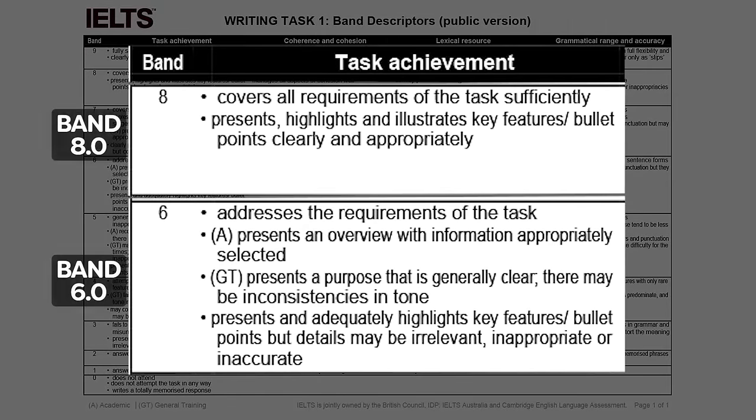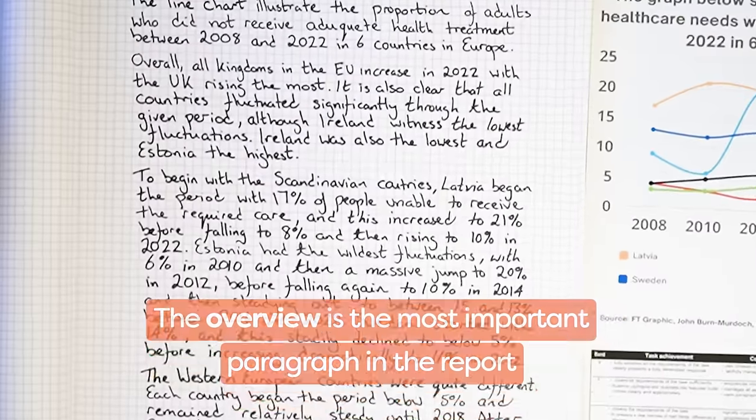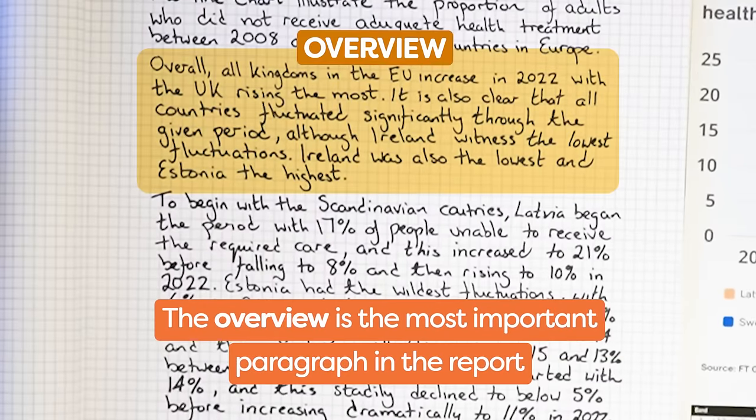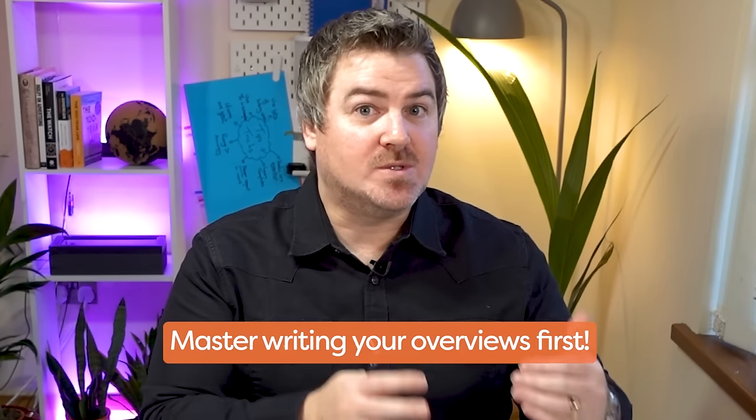So for band 6, it states presents overview with information appropriately selected. So it is directly mentioning the overview. The overview is the most important paragraph in the entire report. It's the only paragraph that they specifically mention in the marking criteria. So that should be an indication just how important it is. Before you do anything else, master writing your overviews first.